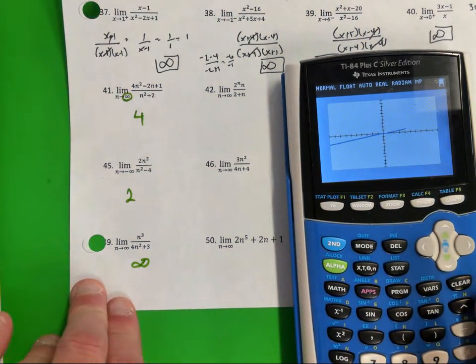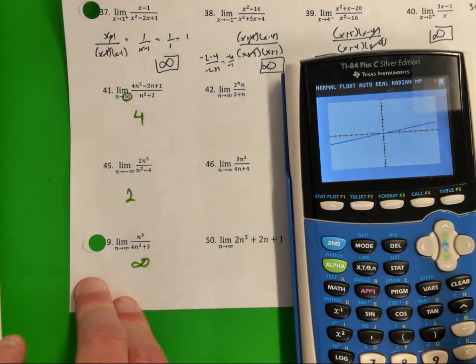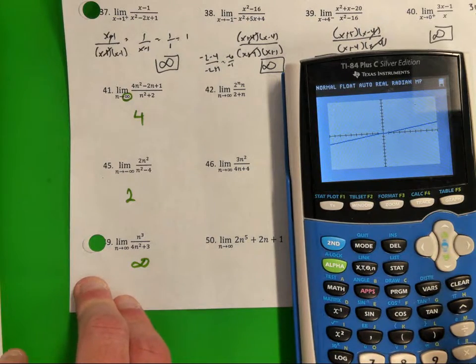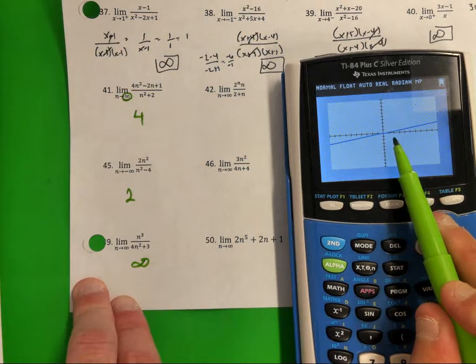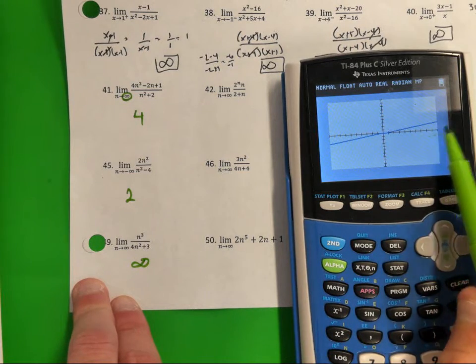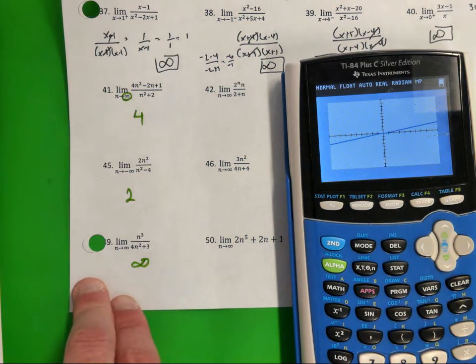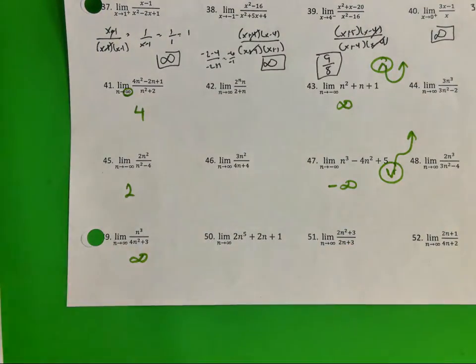If I get a straight line like that, it means there's a hole somewhere. Okay, so as x goes to infinity, what's going on with my y values? They keep going where? Positive infinity.